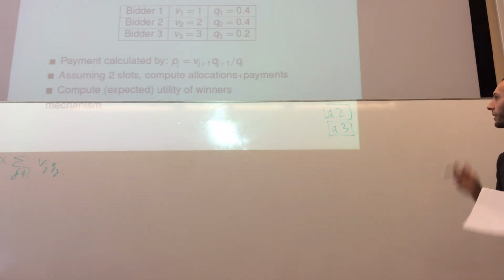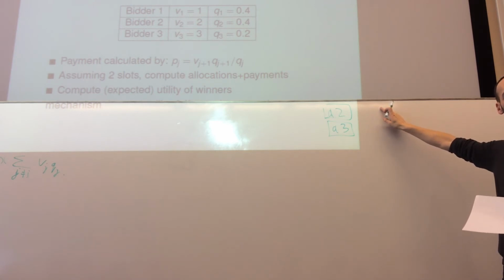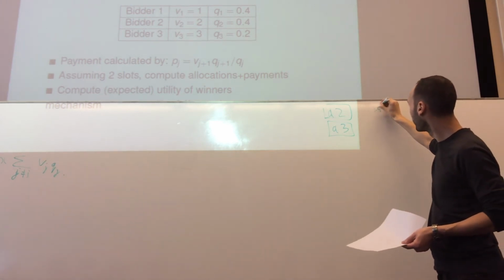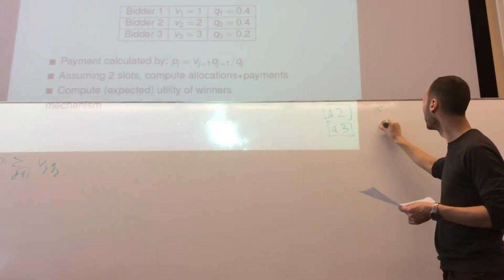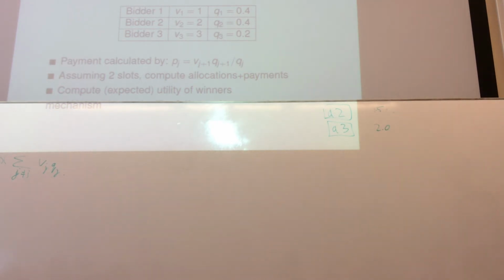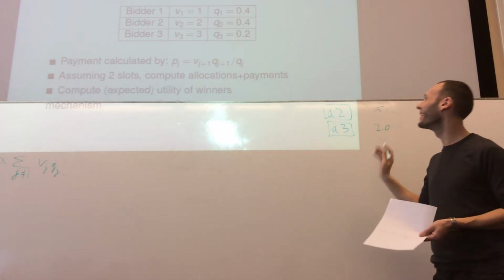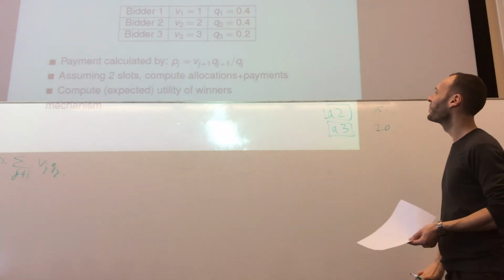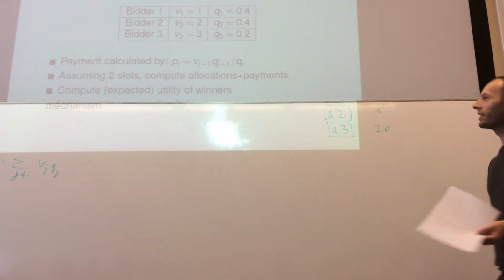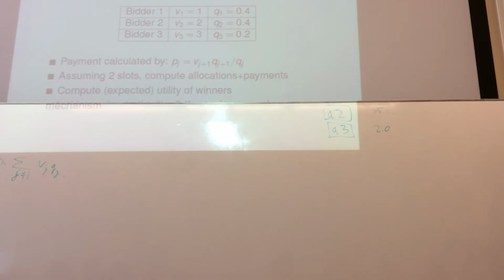What is the payment for agent 2? 1.5. And agent 3? 2. Yeah. And agent 1, how much does agent 1 pay? Trick question always. 0. So agent 1 pays 0. There are options where even people who do not win have to pay something. Now the next bit is a little bit more tricky, the expected utility.